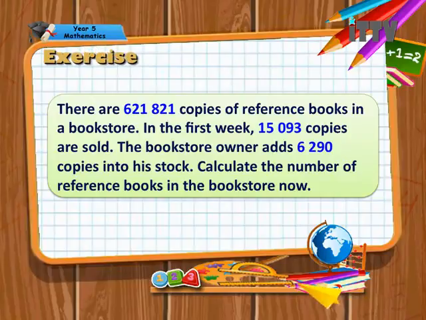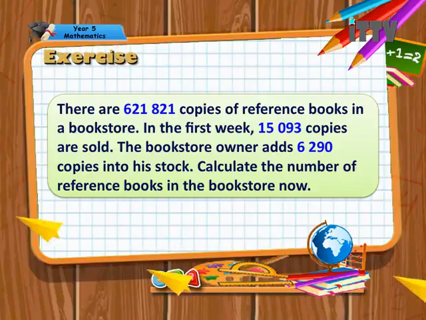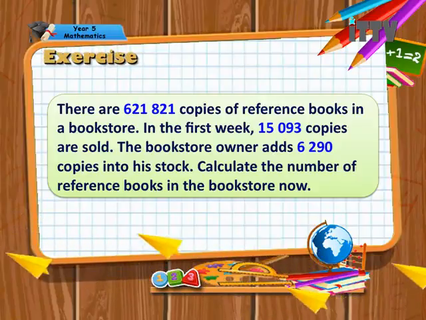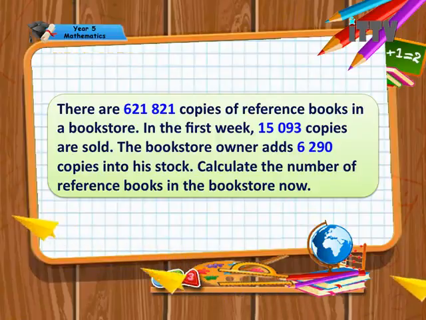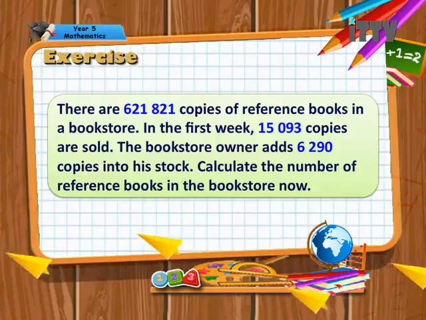There are 621,821 copies of reference books in a bookstore. In the first week, 15,093 copies are sold. The bookstore owner adds 6,290 copies into his stock. Calculate the number of reference books in the bookstore now.